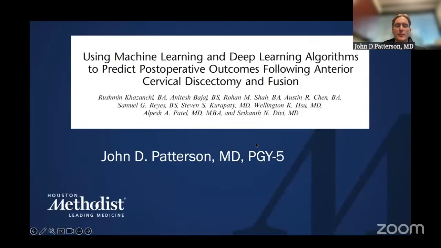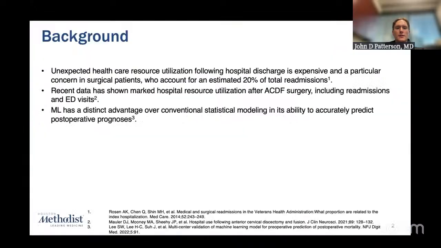All right, so I'm JD. I'm one of the fifth-year residents at Methodist. So our paper is using machine learning and deep learning algorithms to predict postoperative outcomes following anterior cervical discectomy and fusion. This study was done out of Northwestern.